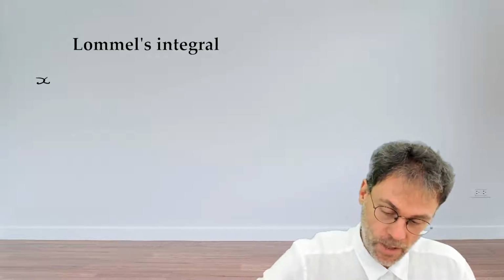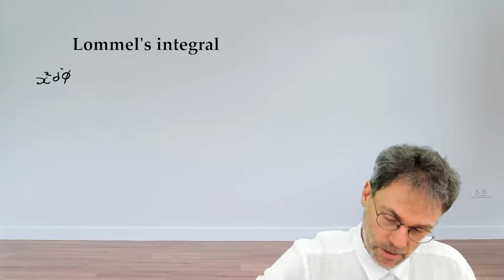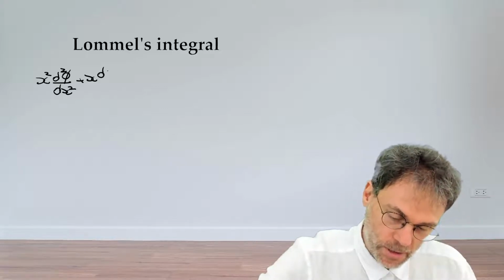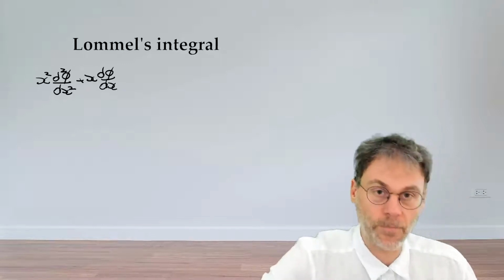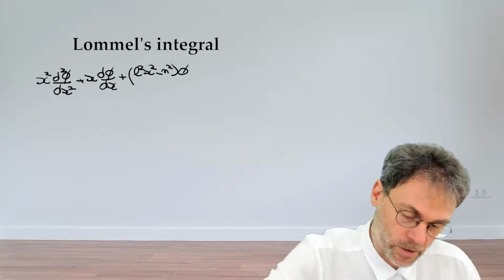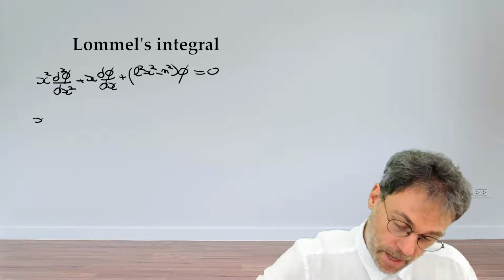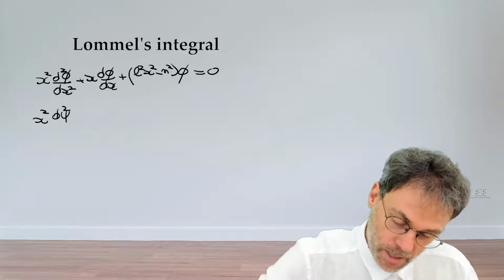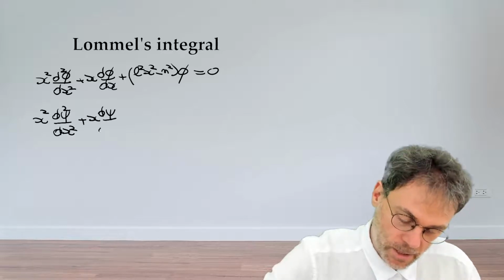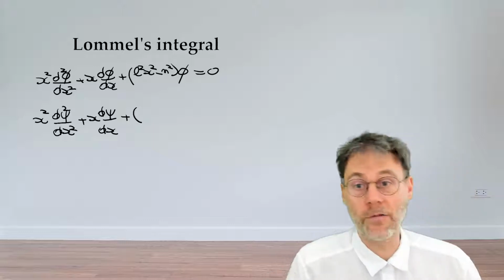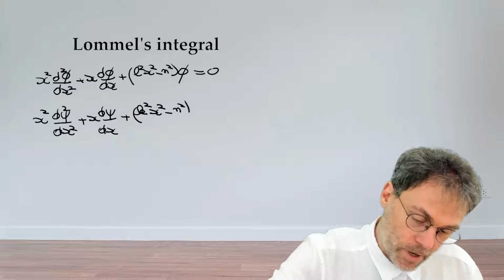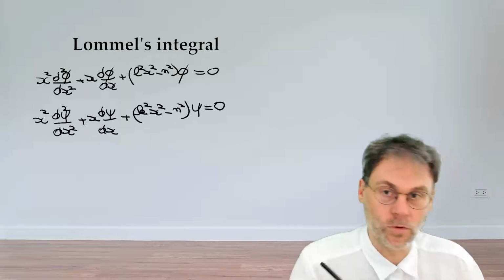So first of all, we have x squared d²phi/dx² plus x dphi/dx plus (L squared x squared minus n squared) phi equal to 0. And then we have a very similar looking equation involving psi. Okay, x dpsi/dx. And then rather than having an L here, we're going to have a k. So we have (k squared x squared minus n squared) psi equal to 0.